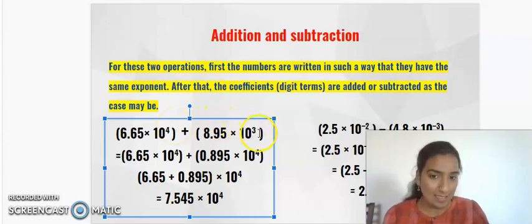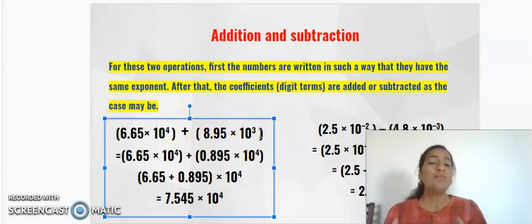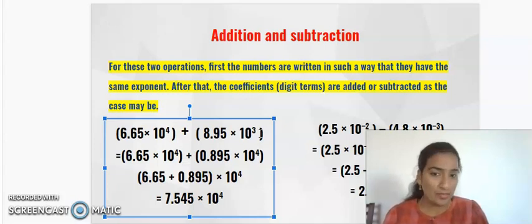Now let's see the other number. If we change the power from 10 raised to 3 to 10 raised to 4, we have to shift the decimal one place to the left. So the number will be 0.895 into, since we have shifted the decimal to the left, plus 1 place, so 3 plus 1, 4.